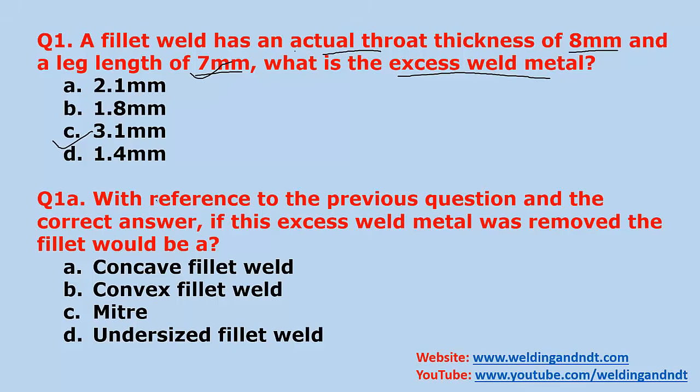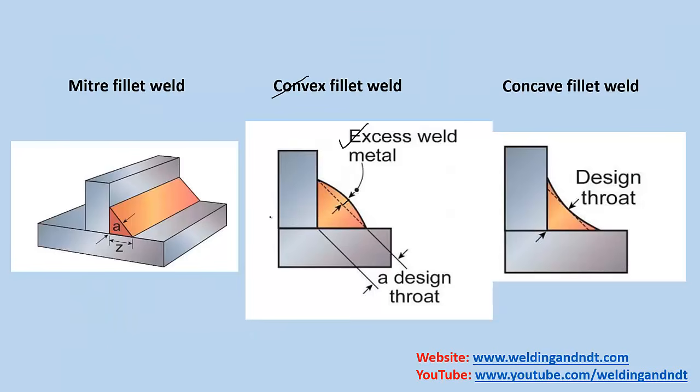Now question number 1a. With reference to the previous question and the correct answer, if this excess weld metal was removed, the fillet weld would be what? Now it is saying that if you remove the excess weld metal, then what kind of fillet weld will be there? For that we will first understand the types of fillet weld. See, there will be three types of fillet weld. One is miter fillet weld, second one is convex fillet weld, and third one is concave fillet weld.